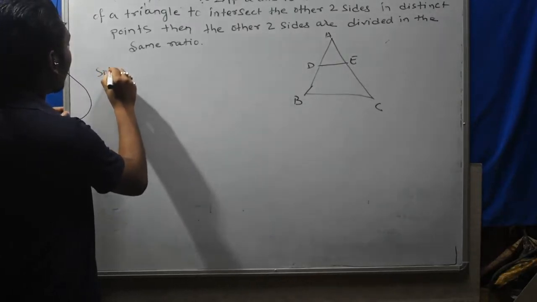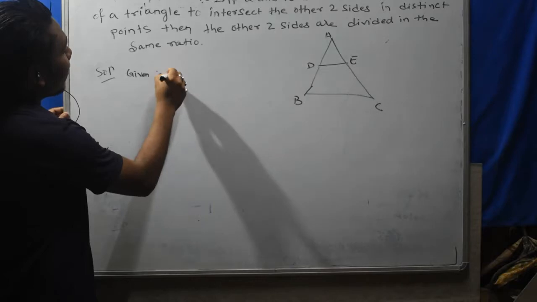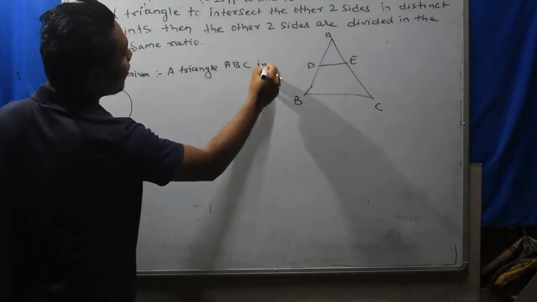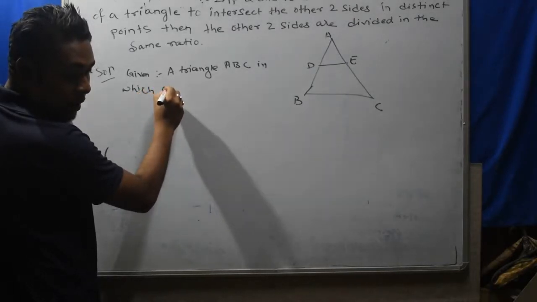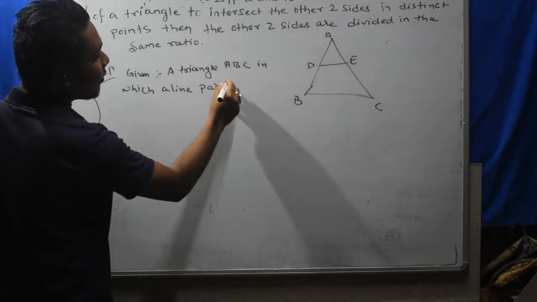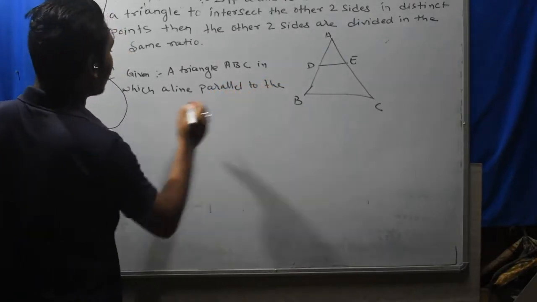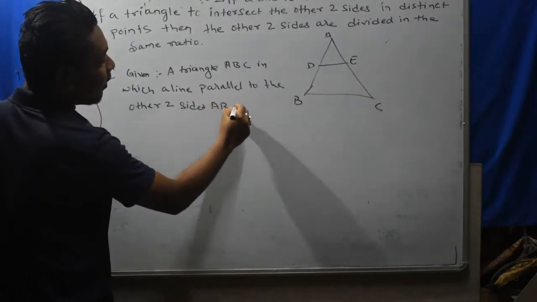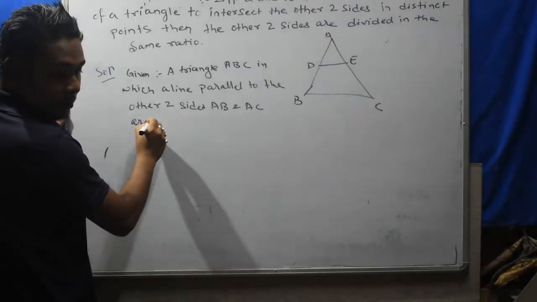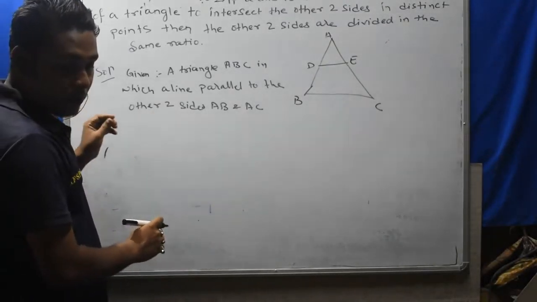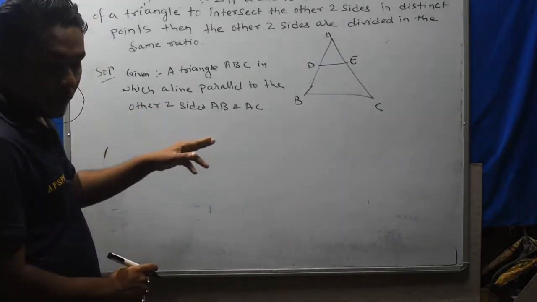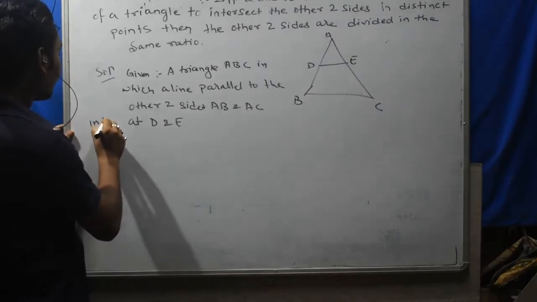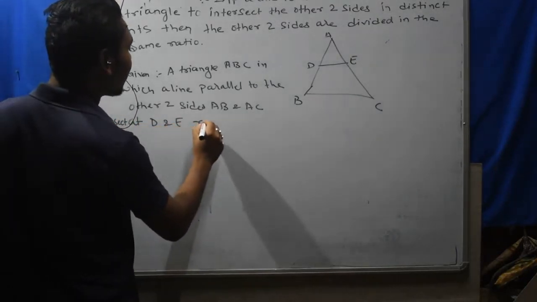Given, in solution you write given: a triangle ABC in which a line parallel to the other two sides AB and AC intersects at D and E respectively.